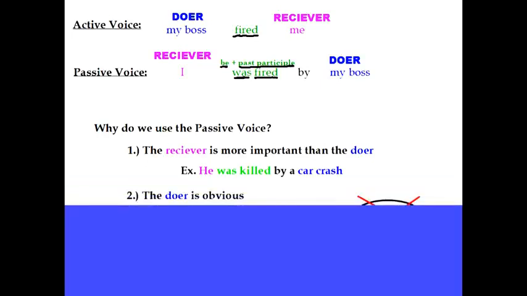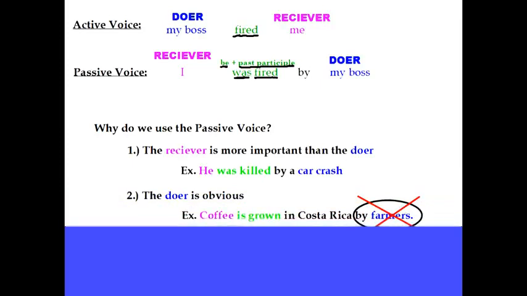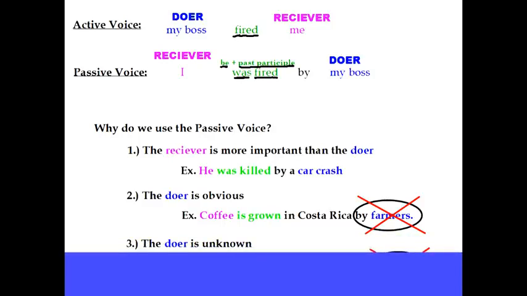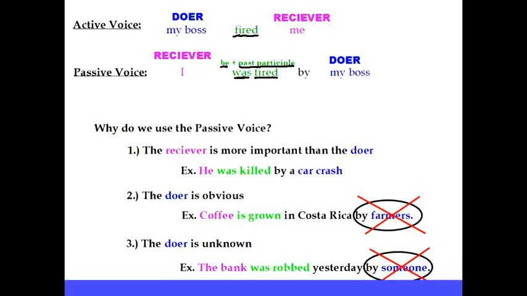The other reason I use the passive voice is that the doer is obvious. So, for example, if I say, coffee is grown in Costa Rica by farmers, right? The farmers is obvious. That I don't need to talk about. So if I don't need to talk about the doer, it makes sense to talk about the receiver first, okay? The other reason why I talk about the receiver first is maybe the doer is unknown. So, for example, the bank was robbed yesterday by someone, right? Now, I don't need to tell you by who if I don't know who it was. Or maybe it's obvious. Or maybe it's not important. But for all of these reasons, we use the passive voice.